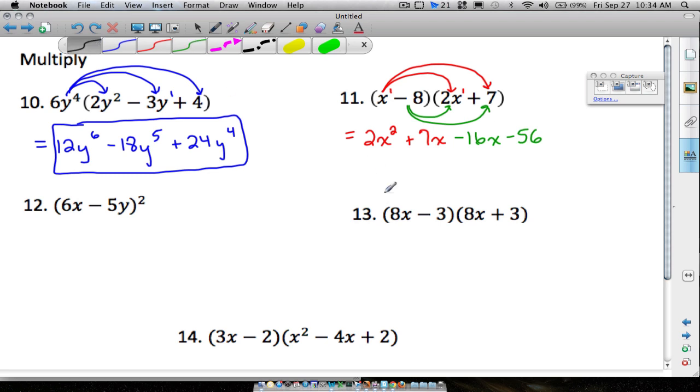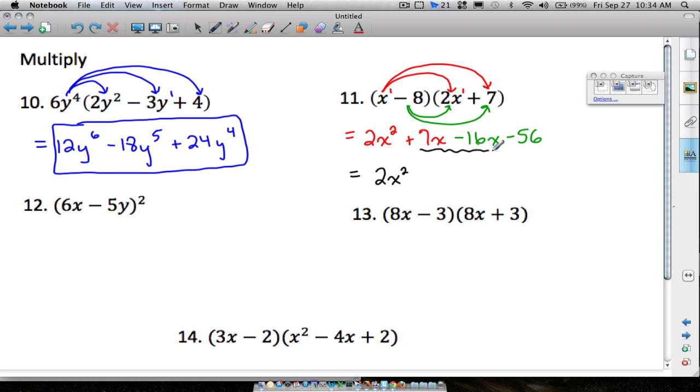Now let's combine like terms. There are no more x squares except for the 2x squared. However, we can combine these two middle pieces right here. 7 minus 16, that's going to be negative 9x, and then bring down your minus 56 since you don't have any more constants up here. And that is it for that problem. On to the next one.